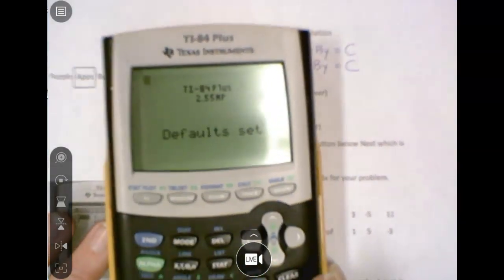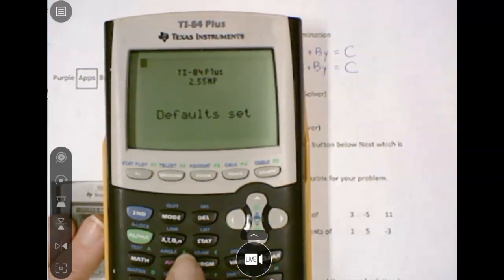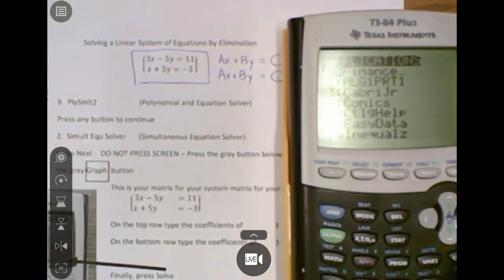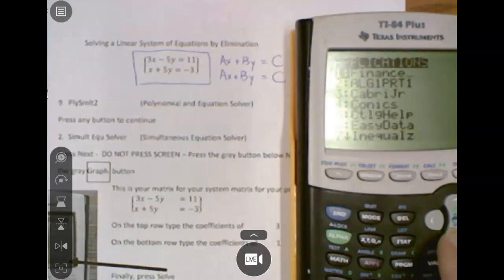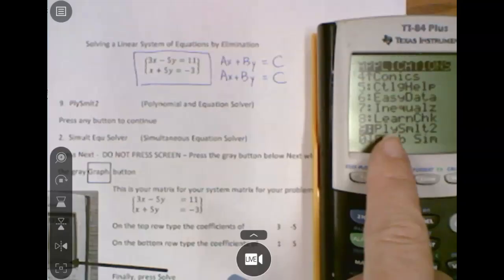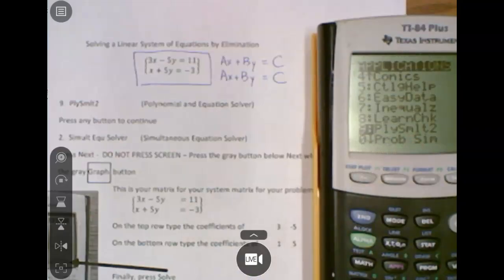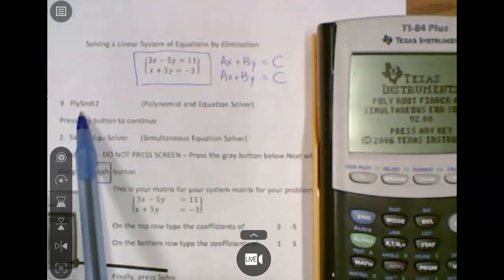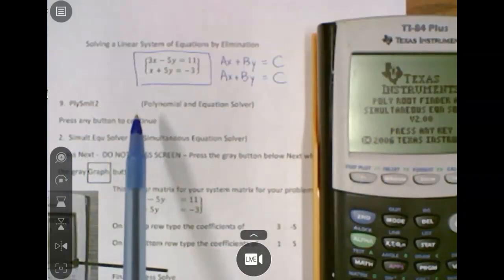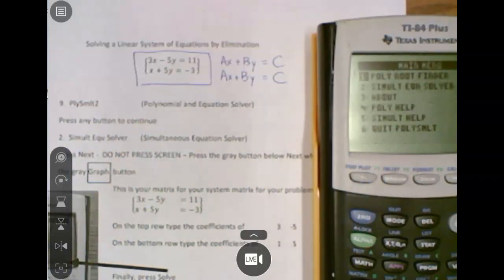You're going to press the purple apps button. Purple apps is right below mode 1, 2. Down here is apps. Let me move this to the side. Next, there's a glare there. It says arrow down to number 9. Hopefully your calculator has this. If it doesn't, you'll have to get a different calculator. Someone has taken that off your calculator. You're going to press number 9. Hit enter. So 9, polynomial equation solver. On this screen, it says press any button to continue. So you can press whatever you want. I'm going to hit enter.